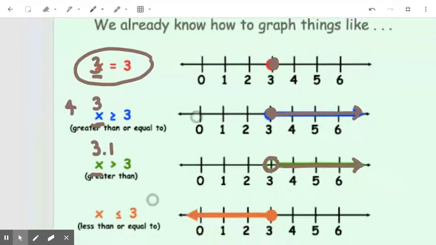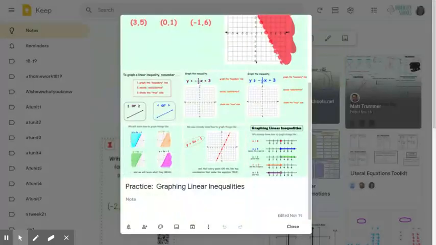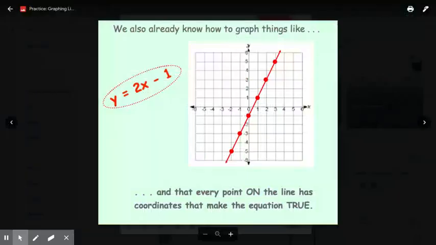The same kind of thing happens with less than or equal to's and less thans. So when you're graphing inequalities, they're different than graphing equations. And that difference between the filled in dot and the open dot is going to come up again when we're graphing linear inequalities. So let's do a review of something else that we've already done.